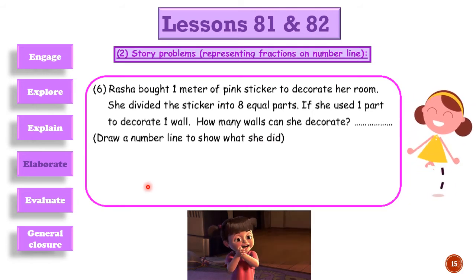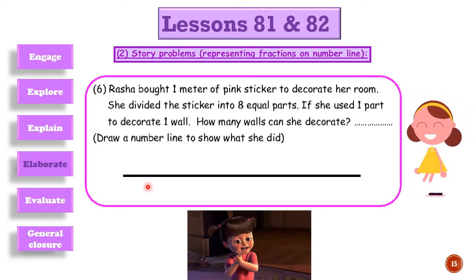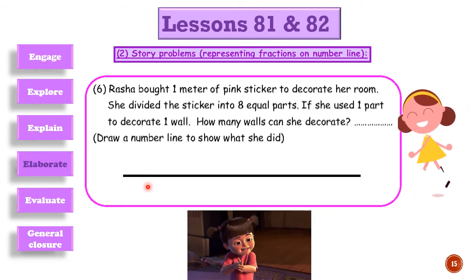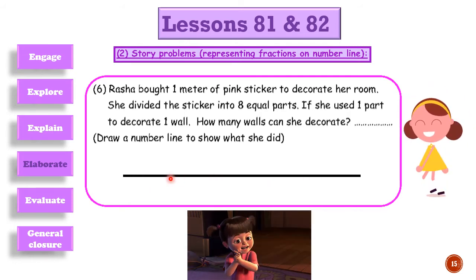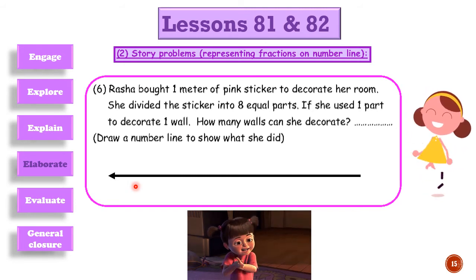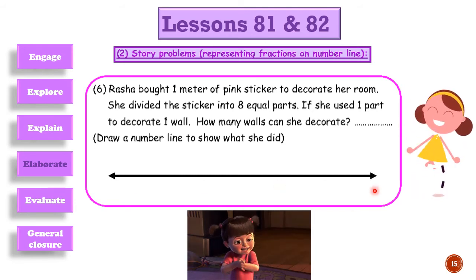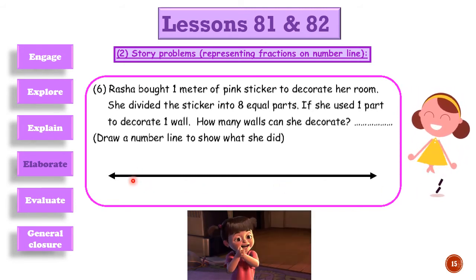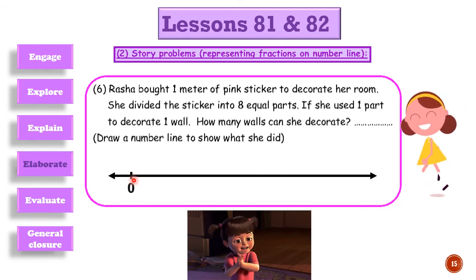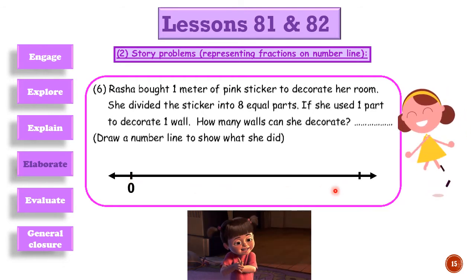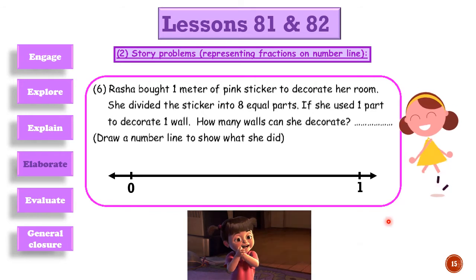To draw our number line, we need to use our pencil and ruler. You must use your ruler. Then draw this number line of any length. Then put an arrow like this and an arrow like this. Then label this number line as 0 and 1. Then we have our number line.